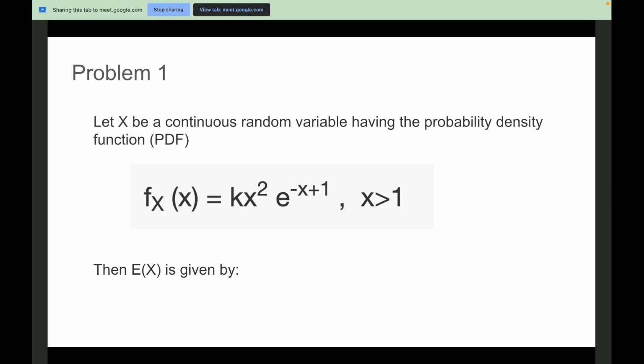So for the start, try to find the value of k, small k. You know the PDF, which is k x square e to the power minus x plus 1. You can integrate this from minus infinity to infinity, and equate it to 1.